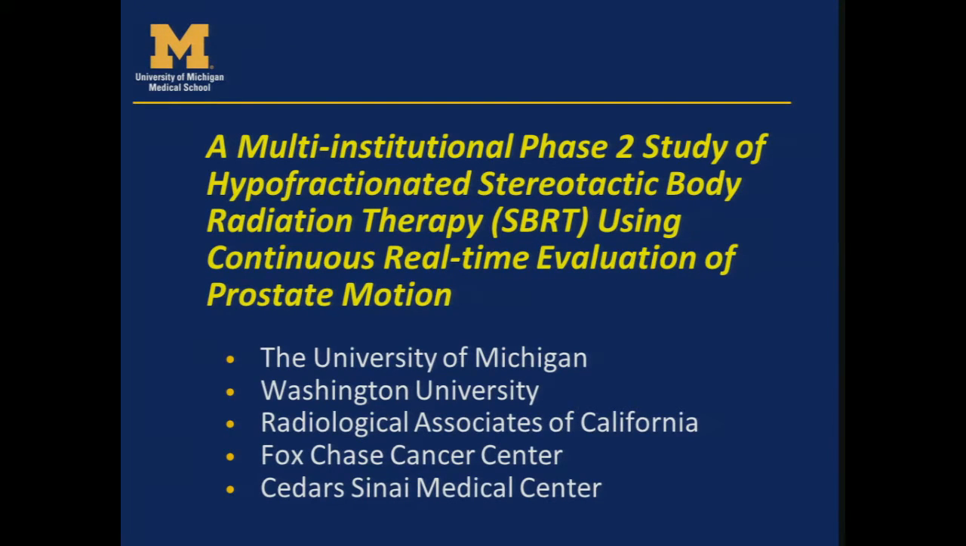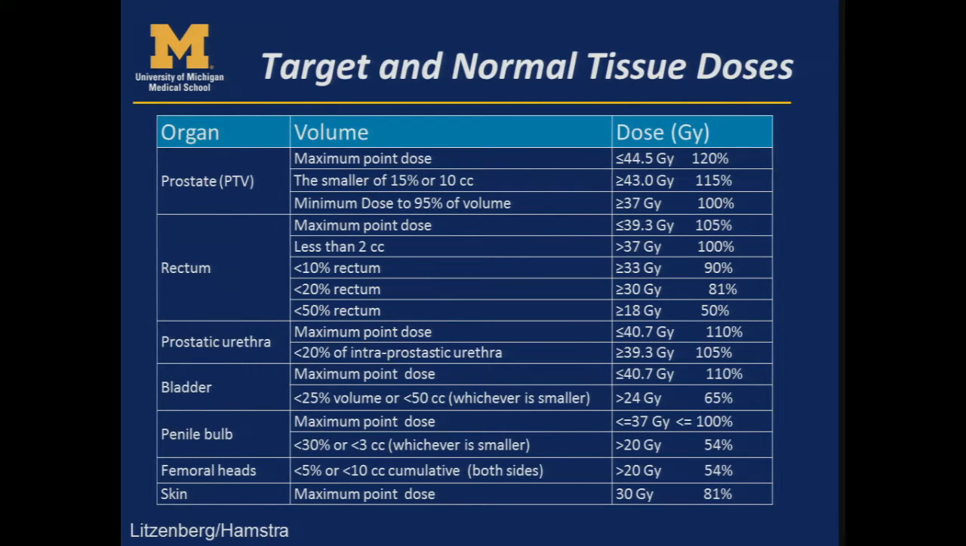So here's some results from a multi-institutional study of SBRT for prostate, and this was using the Calypso tracking system for very, very small margins, and this was done by the University of Michigan in collaboration with a bunch of other centers across the country. These are the target and normal tissue dose limits and goals that we had set up. So the prostate PTV, we were shooting for 37 gray in 5 fractions, and there are other additional limits as well. And there are multiple different limits on the rectum with different percent volumes and different absolute doses as well.